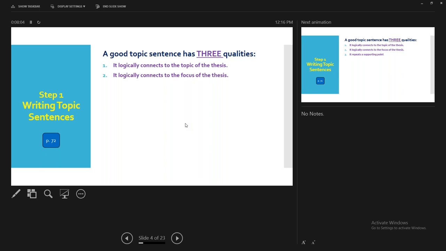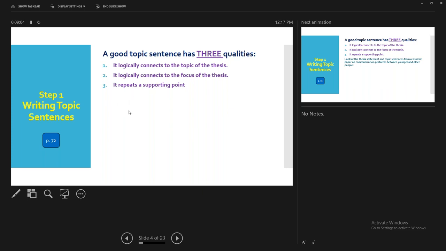The types of focus we've dealt with were in chapter 2, page, I think, 31, 32. Okay. We have different types. If you remember, we have cause, we have effect, comparison, definition, classification, problem and solution, process, argument, and so on. So one of those would be the focus of your thesis statement. And third quality, it repeats a supporting point. And this is very important. And this is a technical thing that you need to practice.